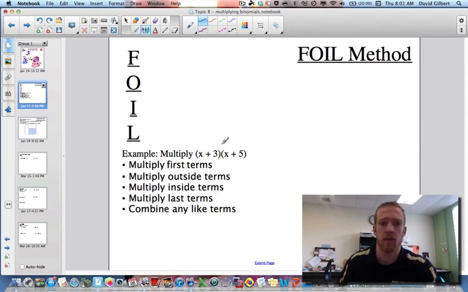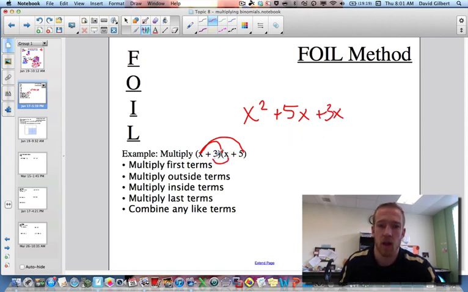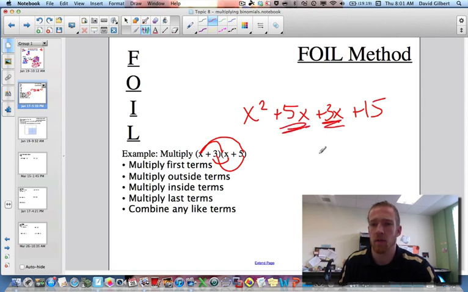So we got the FOIL method. So first is x squared, outer x times 5, inner, which is 3 times x, and last. Like terms are right here. So I get x squared plus 8x plus 15.